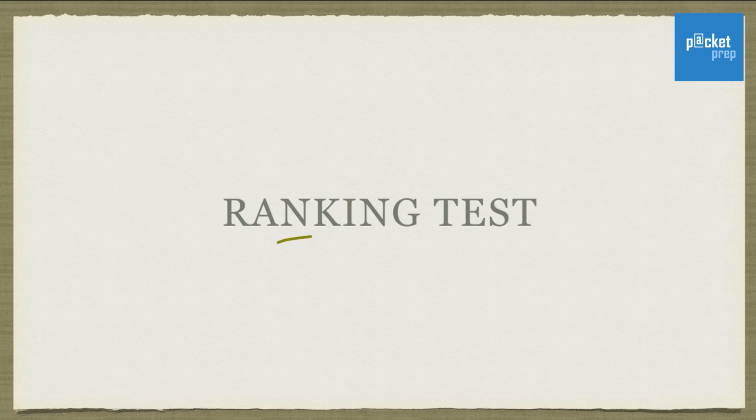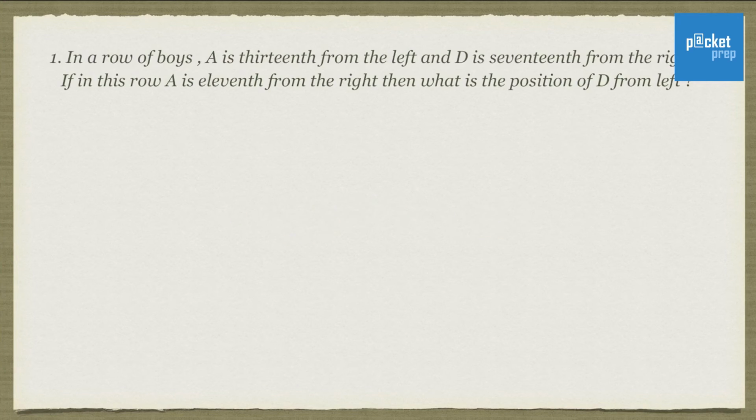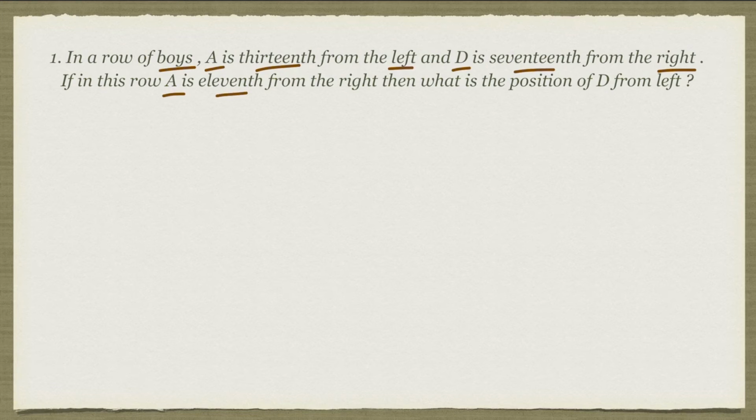Now let's get into the ranking test. Here is the first question. In a row of boys, A is 13th from the left, D is 17th from the right. If in this row A is 11th from the right, then what is the position of D from left?